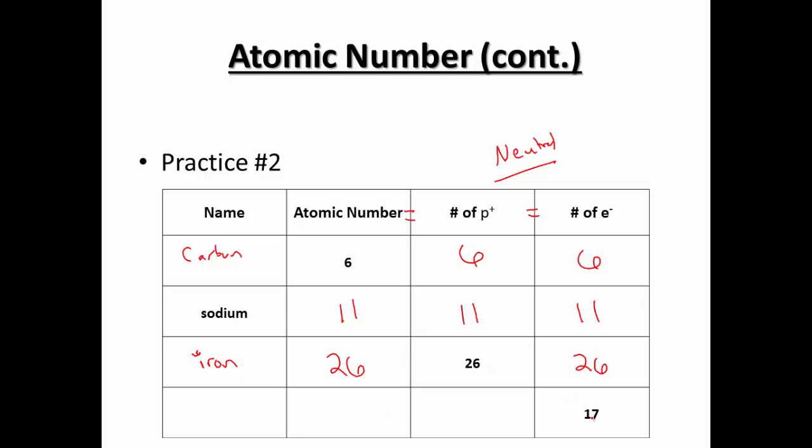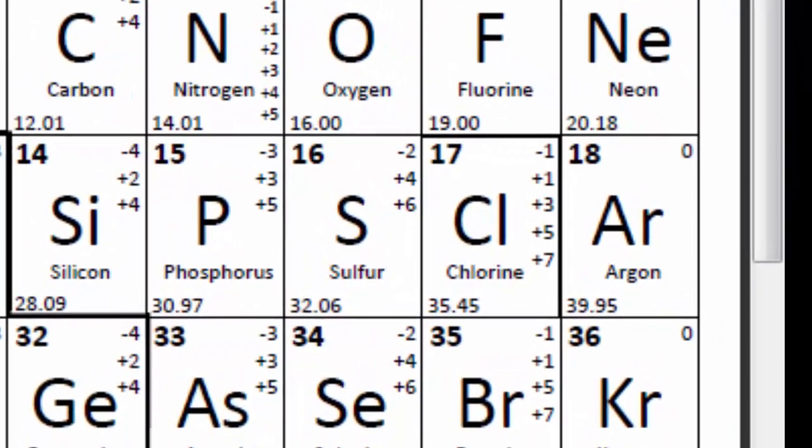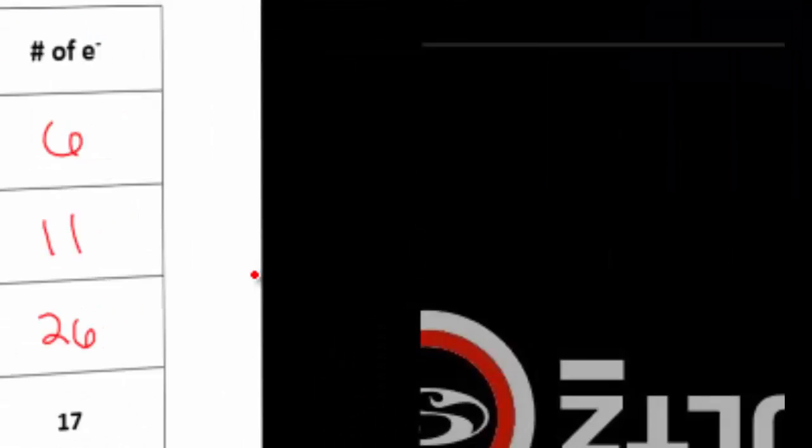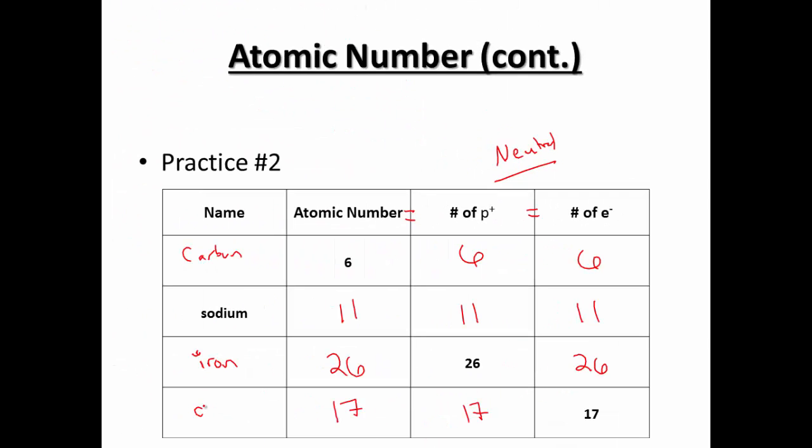Okay, this one has 17 electrons. Assuming the atom is neutral, it's going to have 17 protons as well, 17 positive charges to balance off the 17 electrons. The number of protons is the same as the atomic number. And look up 17. 17 is chlorine.